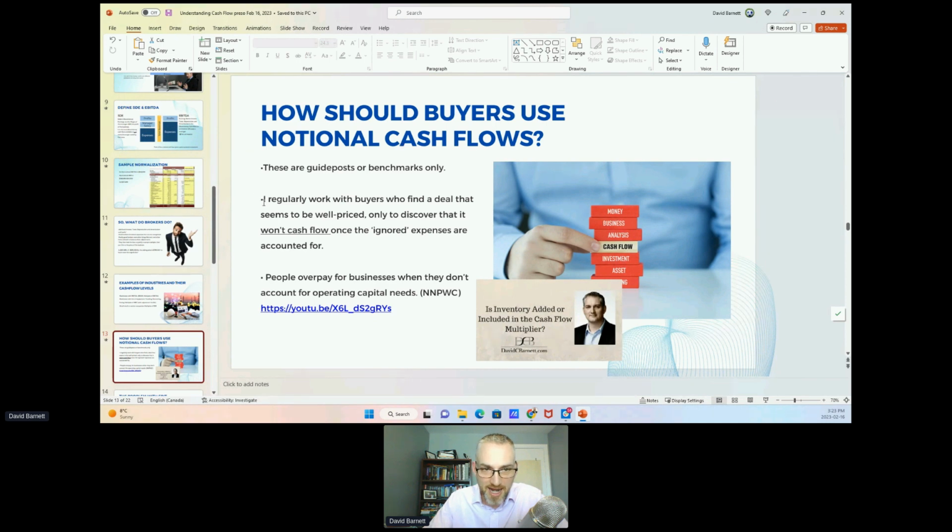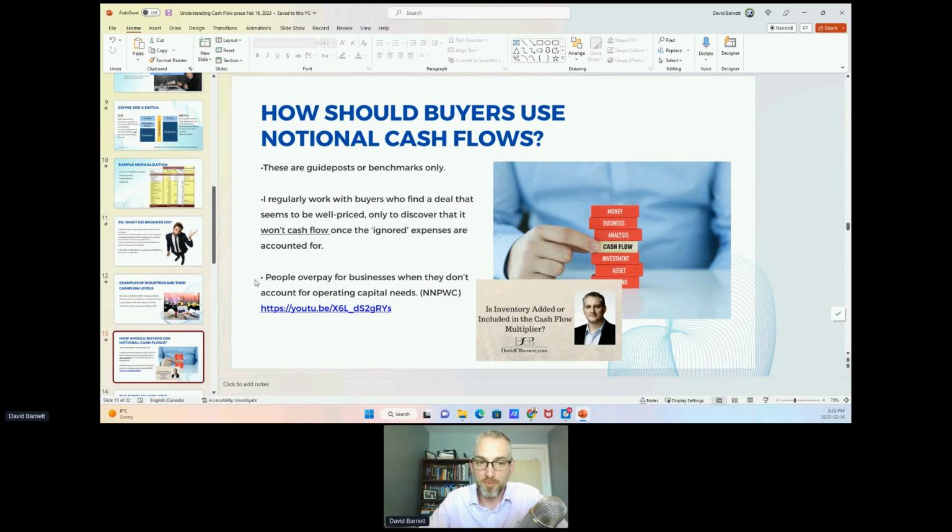So I regularly work with buyers who find a deal that seems to be well priced because the multiplier seems to make sense, only to discover that it doesn't cash flow once all these ignored expenses are then accounted for. Okay. And people will also make this other mistake here that I point out at the bottom.